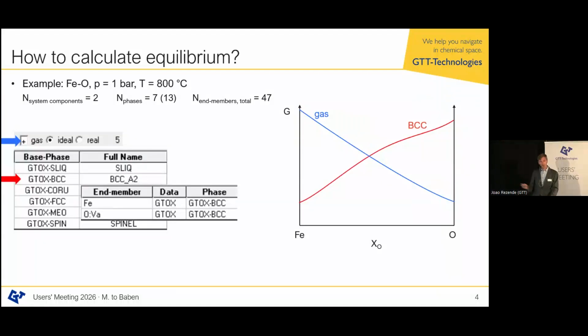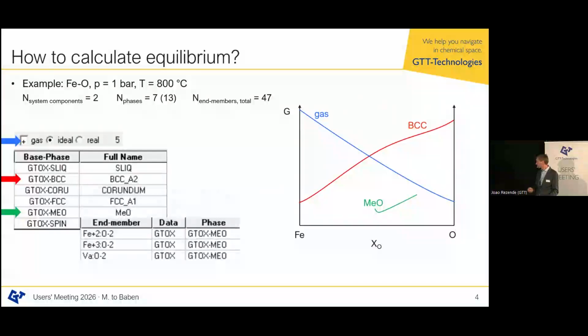Now we can add also the BCC phase. As I said before, the BCC phase is modeled from pure iron to pure oxygen, left to right. As you can imagine, pure BCC oxygen is really, really unstable, which is why this curve is hitting up here and not closer to the stable O2 molecule, which is down here. Good. We can also add, for example, the MEO phase, which will then be somewhere down here. That's our Gibbs energy model of the Wüstite phase.